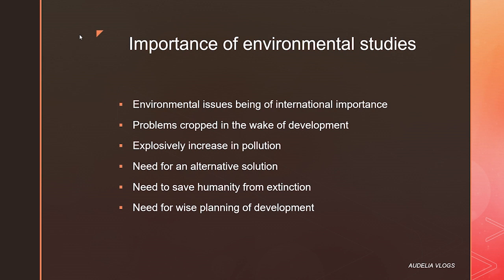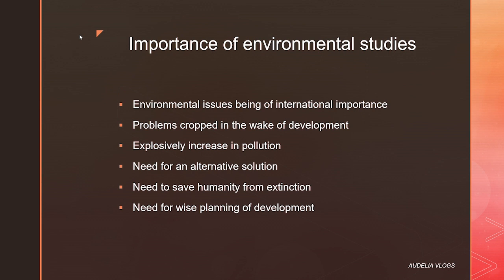Next one is problems cropping up in the wake of development. Urbanization. What is the impact of urbanization? Deforestation happens, and the impact of deforestation we all suffered through the huge flood in Kerala, in the Aluva region, Pathanamthitta, in Trivandrum, a lot of people suffered. So climatic changes occur, soil erosion occurs, landslides occur. So these are all problems due to development.